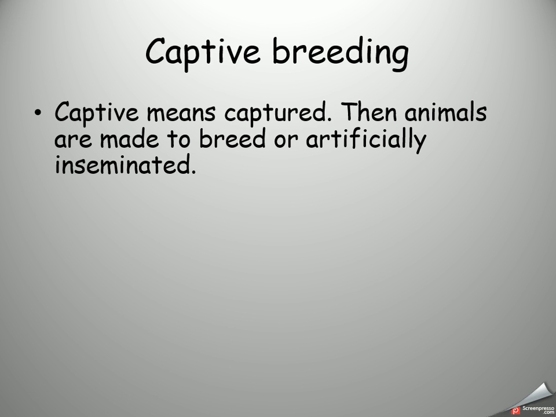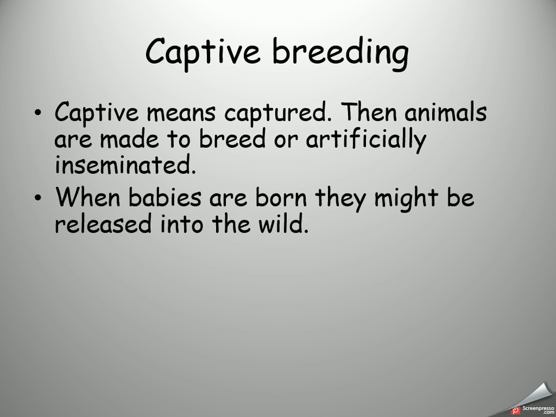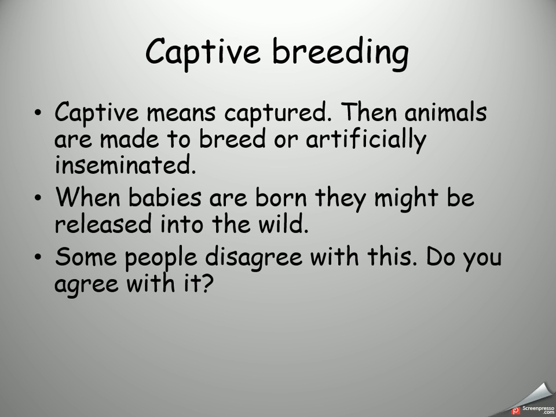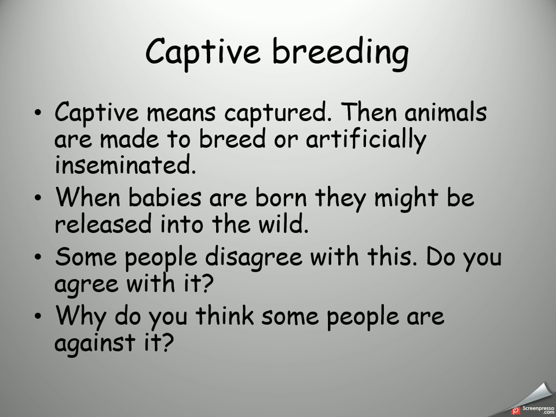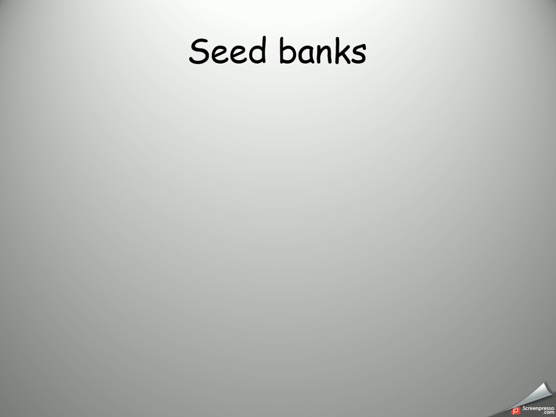So captive breeding, captive means captured. These animals are bred artificially or allowed to breed or artificially inseminated. And when babies are born, they might be released into the wild. Some people disagree with this. Again, this was the class discussion that we had, that maybe these captive bred animals can't be released back into the wild because they haven't learned the necessary skills to be able to deal with it.